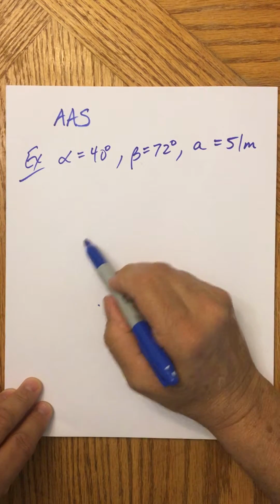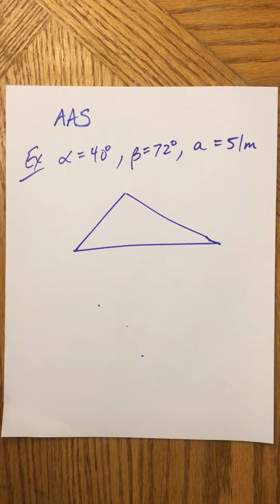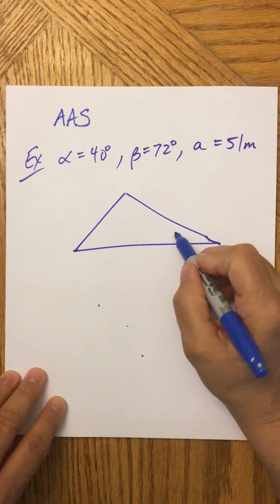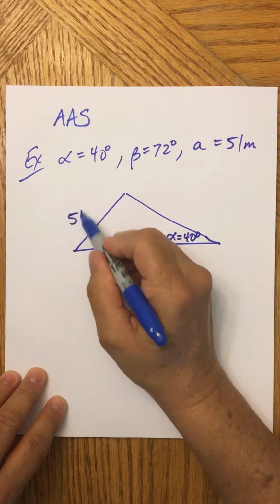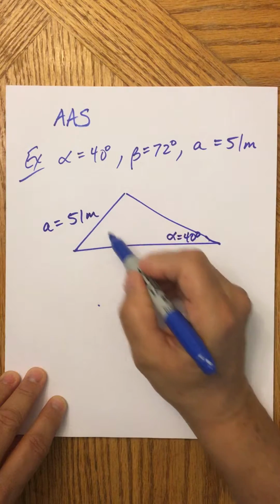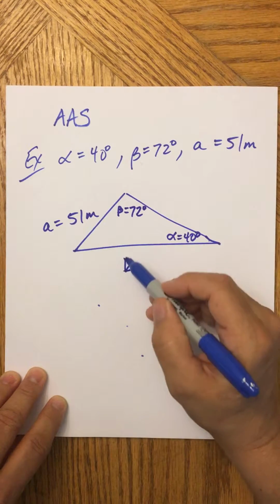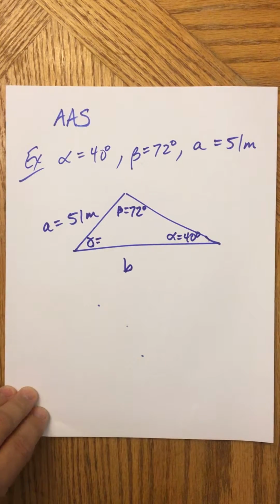Okay, so again, I just draw a generic triangle and I make sure it doesn't look like a right triangle, but that's about it. When I first start out, I really don't know pretty much anything. So let's say alpha is 40 degrees and it forms side A, which is 51 meters. And then beta is 72 degrees, it forms side B, and gamma, I don't know yet, but I can find it pretty easily, right?